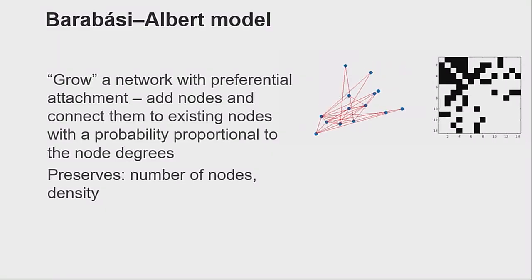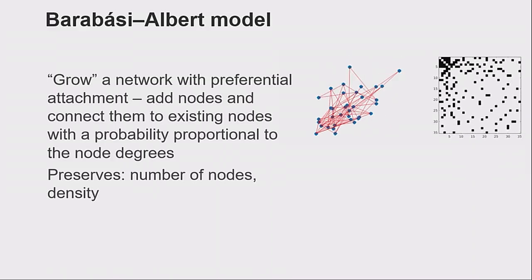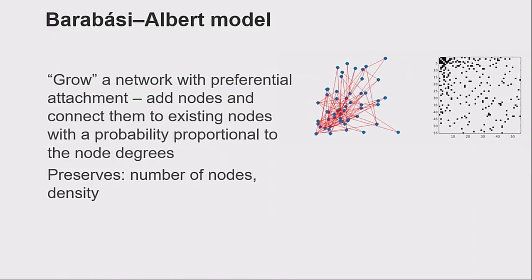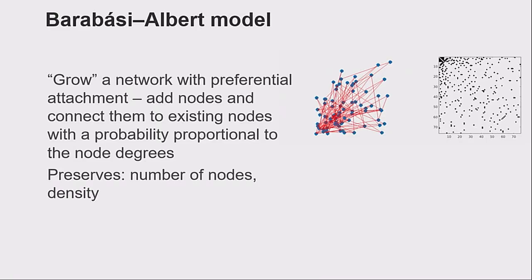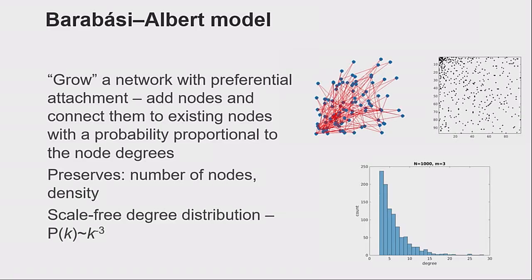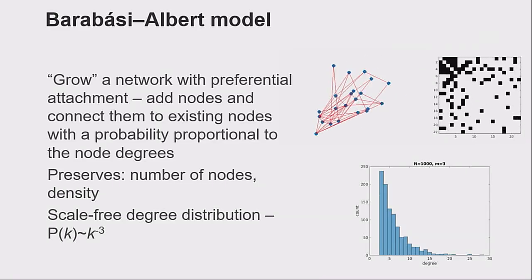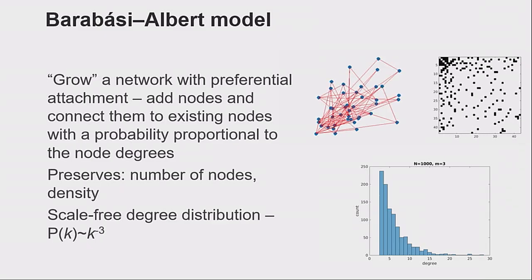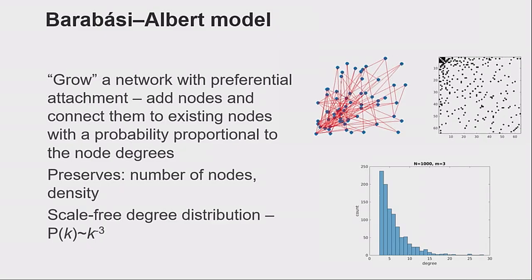And again, you can just grow it until you have the same number of nodes, and by choosing the overall scaling of the probability, you can again match the density of your network. And the reason that people like this one is that it has a scale-free distribution, because there's a lot of networks just outside neuroscience.